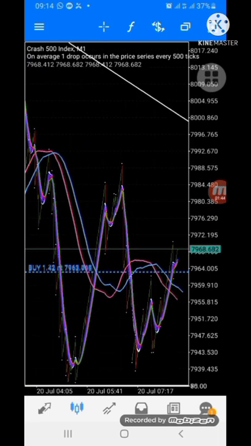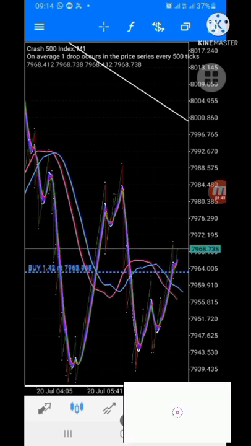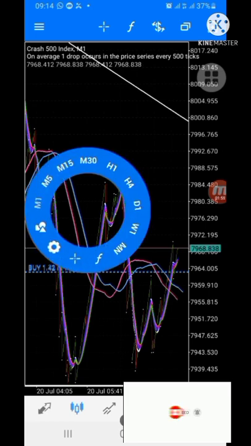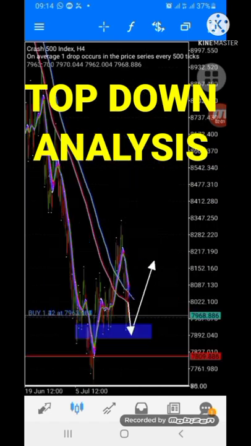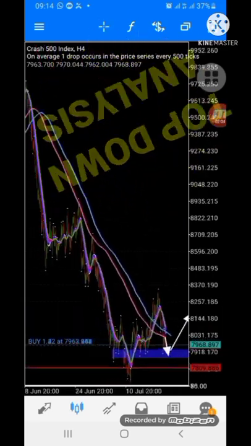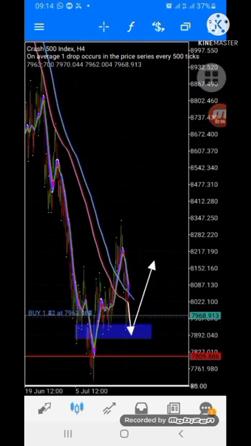It is called price action, and what we are talking about today is the zones, the supply and the demand zone. Now before you do that, you need to learn what is called top down analysis. First of all, I go to the 4 hours time frame, and I see this happening here.